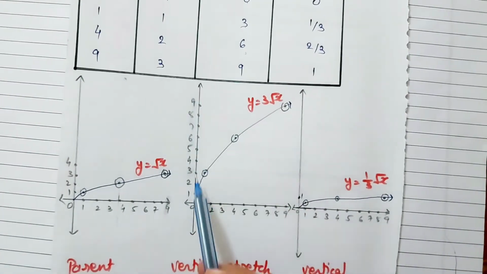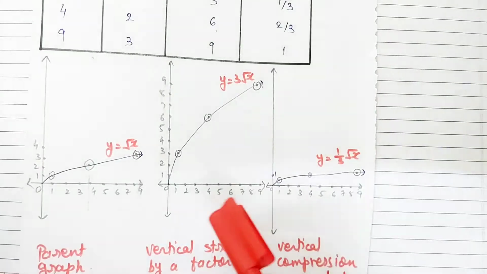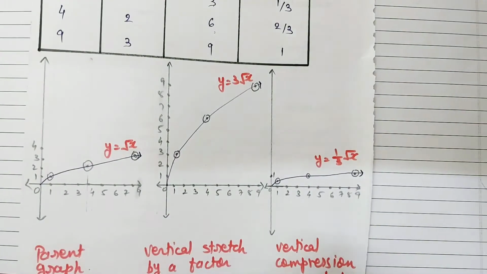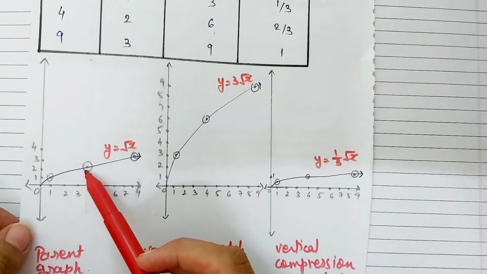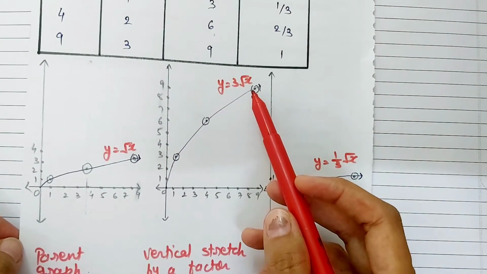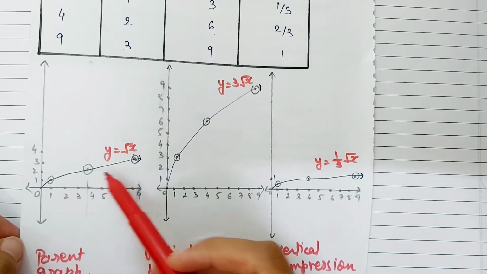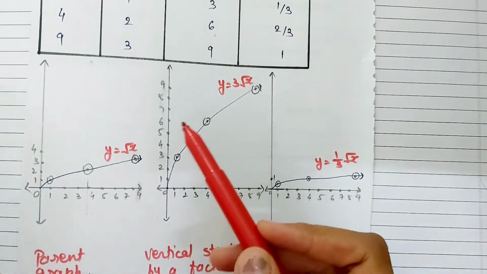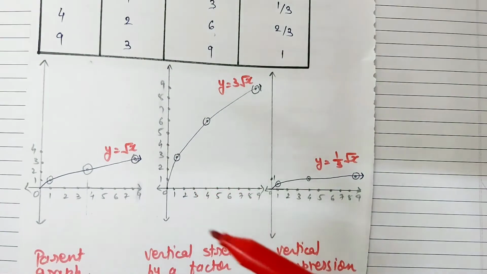Look at this second graph here. Whenever you are comparing graphs, always try to compare the same points. You cannot compare the second point with the third point. If you are comparing the second point, only compare it with the second point. Only then will you be able to gauge the actual transformation.